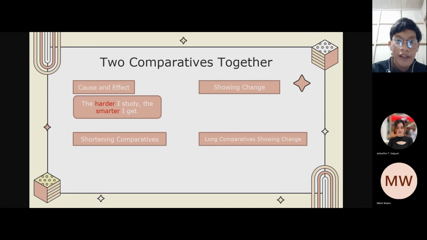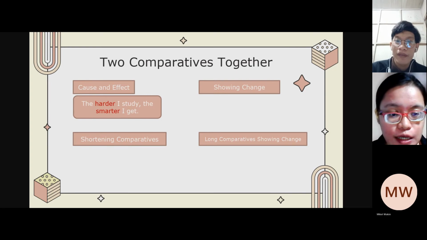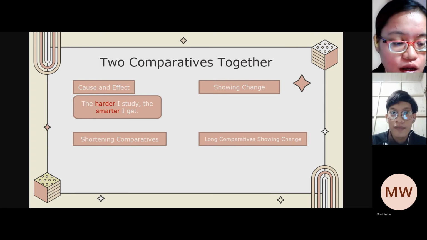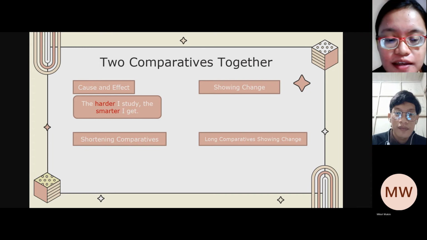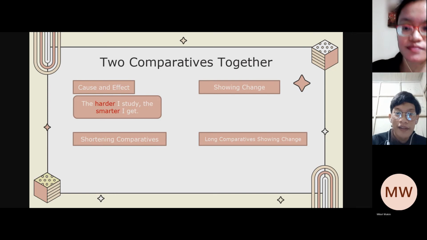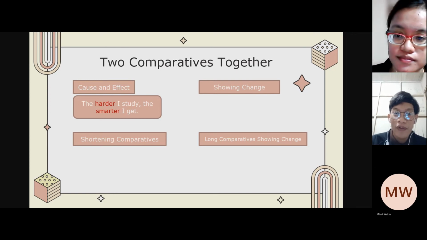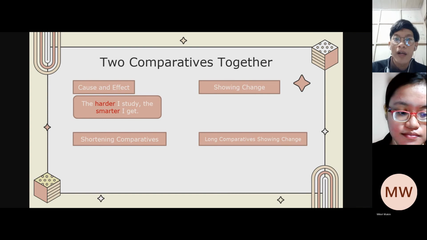Okay, I will read our example. The harder I study, the smarter I get. What do you observe on the first example, Miss Salget? Sir, as I observe the first example, I think there are two adjectives in comparative form, and it clearly shows cause and effect, po. Yes, that is right. If you analyze the sentence, it was formed by having two clauses that show cause and effect. Now let's move on to our next example.